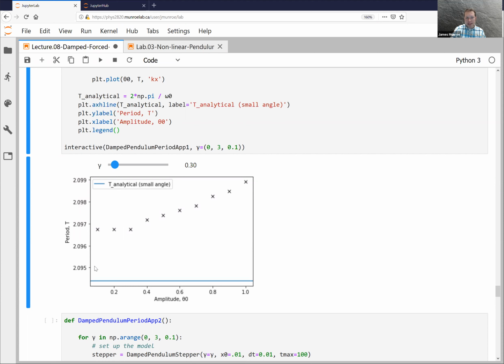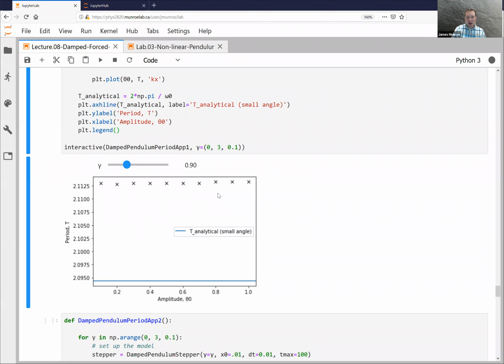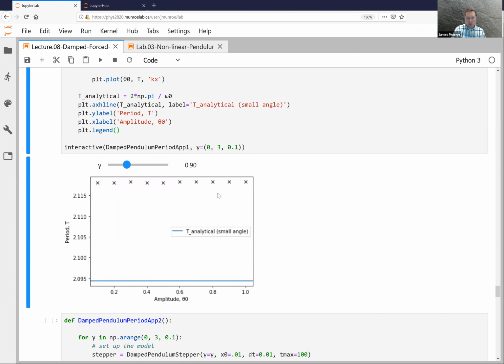And there's another effect. As you make the damping higher and higher, the dependence of this period on the initial amplitude starts to go away. Once you get sufficiently large in your damping, the period becomes independent of the starting amplitude. This is a characteristic of a lot of oscillatory systems.